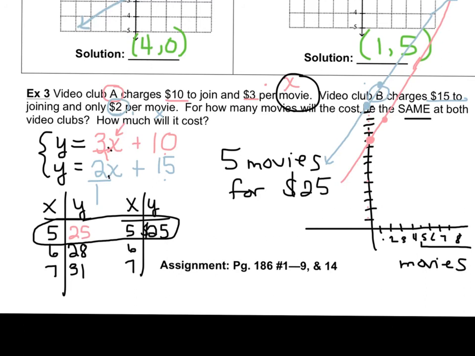$25. Do you want to know the easier way to do this? Type your equations in the calculator, y1 and y2. Press second graph. It'll take you to the table, and you can just scroll up and down until you see the same number in the y's. We'll practice that tomorrow, but at least you'll appreciate the time it will save you tomorrow after going through this process.